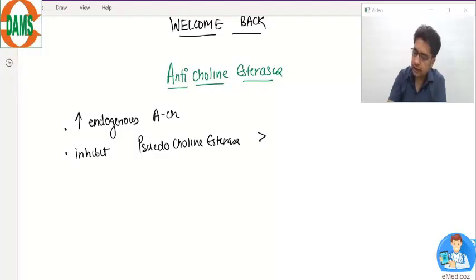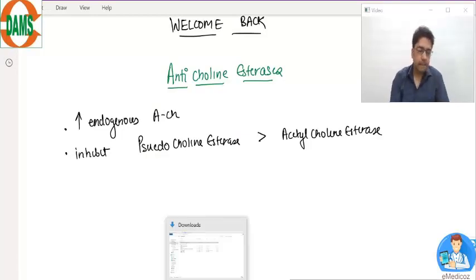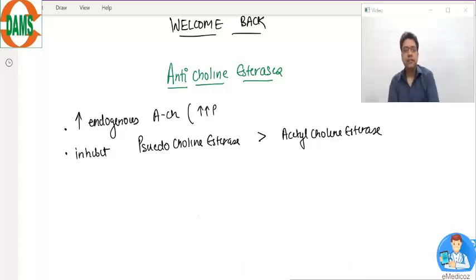And you will write acetylcholinesterase. So if somebody asks you which enzyme is inhibited more with them, that is pseudocholinesterase. You will write pseudocholinesterase. So can we say they will increase parasympathetic activity in the body? They will increase parasympathetic activity in the body. Okay, now let's talk about what drugs we have among anticholinesterase.